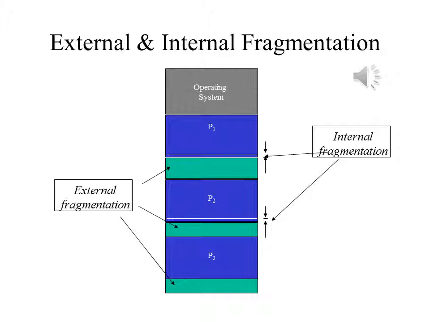What can we do to minimize or eliminate fragmentation? Well, there is little we can do about internal fragmentation other than keep the size of the allocation unit as small as practical. But we will see that there is something we can do about external fragmentation, though there is a price to be paid.